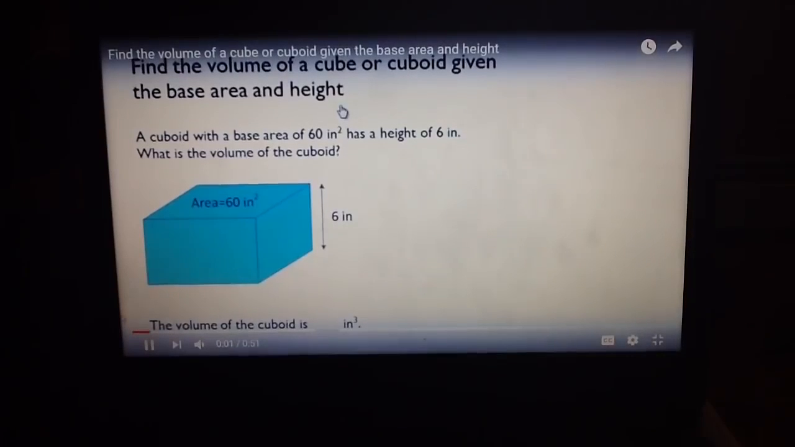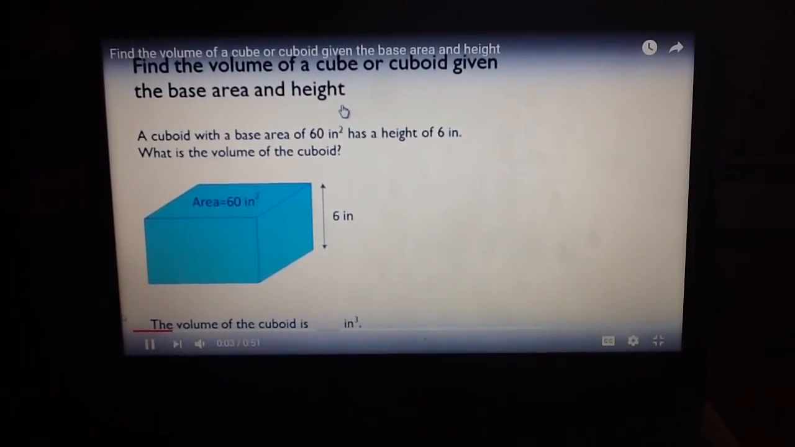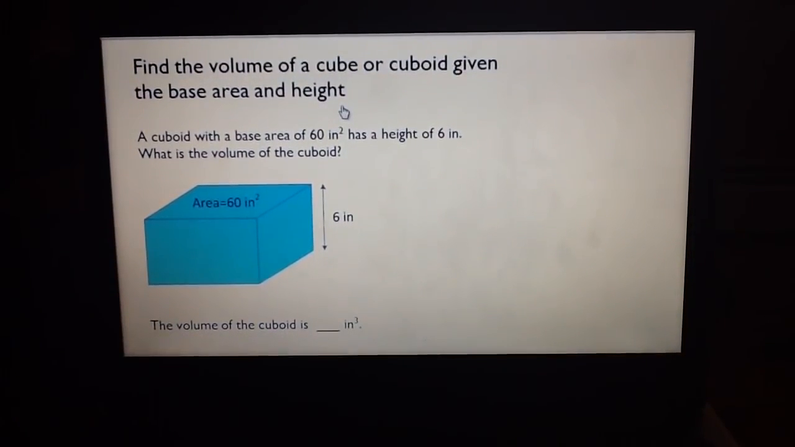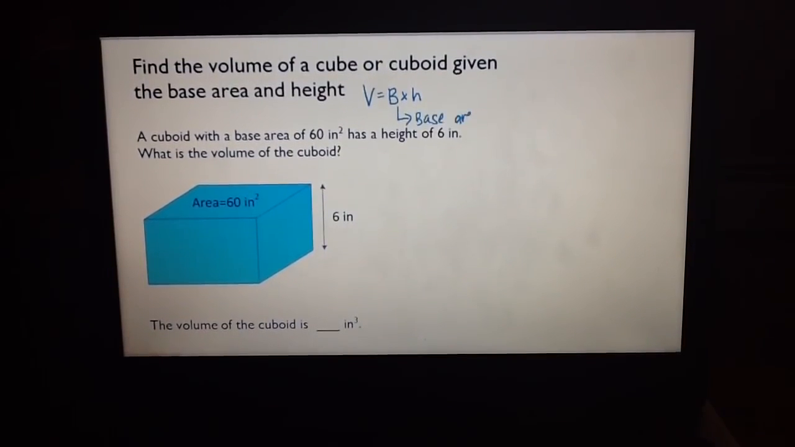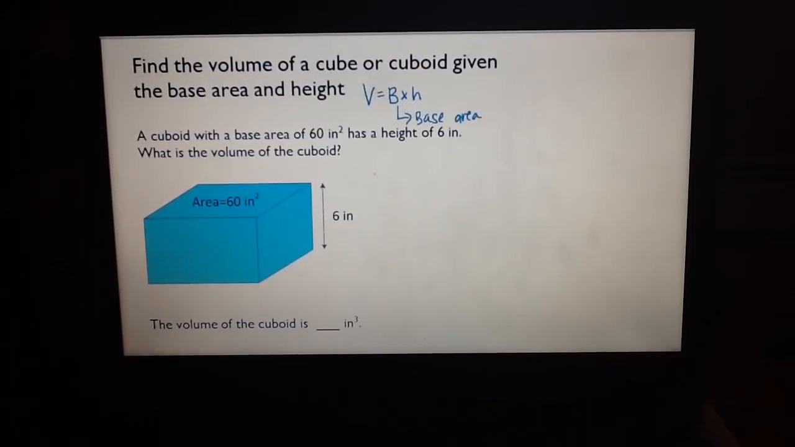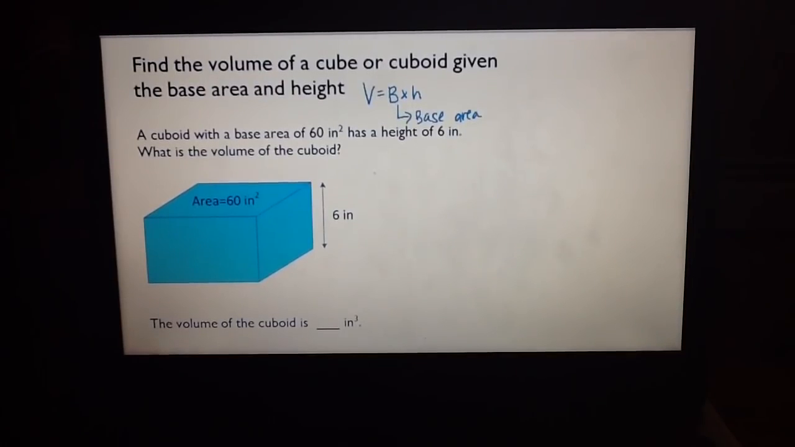For the next problem, we're going to find the volume of this cuboid given the base area and the height. So we're going to use our formula, V equals capital B times H, where B stands for base area. Let's read the problem. A cuboid with a base area of 60 square inches has a height of 6 inches. What is the volume of the cuboid? So let's set up our volume formula.